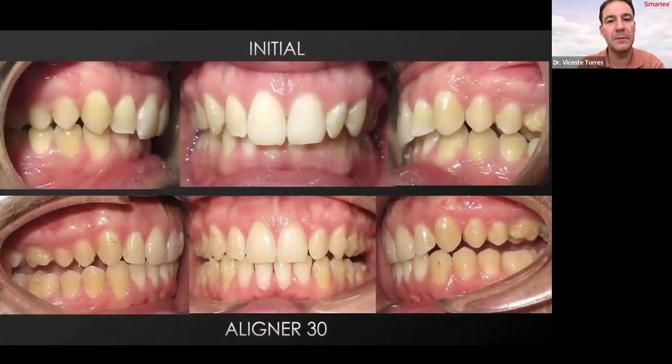Okay, initial, aligner number 30. All of this in 30 aligners. Remember, the first 6 aligners are to change every 10 days. So you have twice: normally A 5 days, B 5 days. Since aligner number 7, you need to change every week. So at the end, this treatment is near 7-8 months. So it's really good.